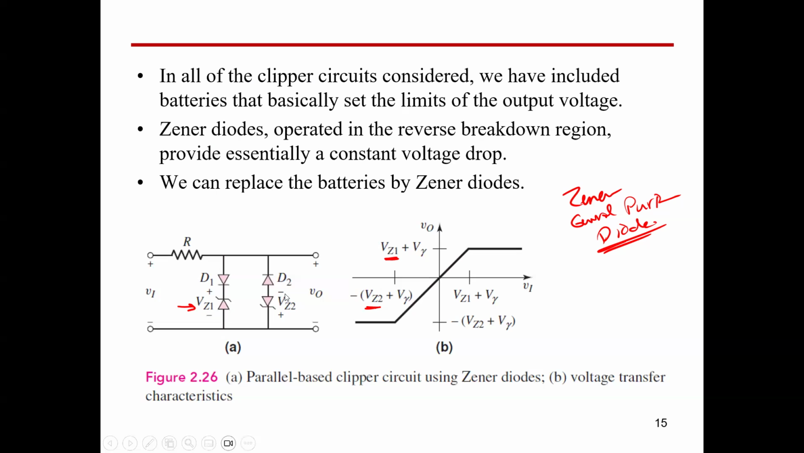So this is now the shape of the clipper circuit. This is a double clipper, or double parallel-based clipper circuit using Zener diodes, and this is called the voltage transfer characteristic.